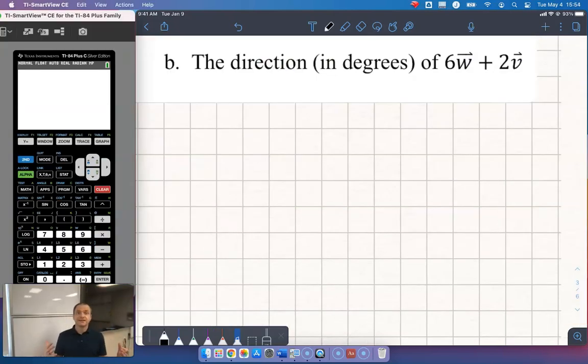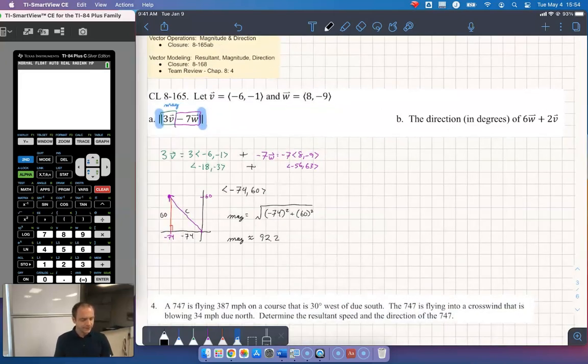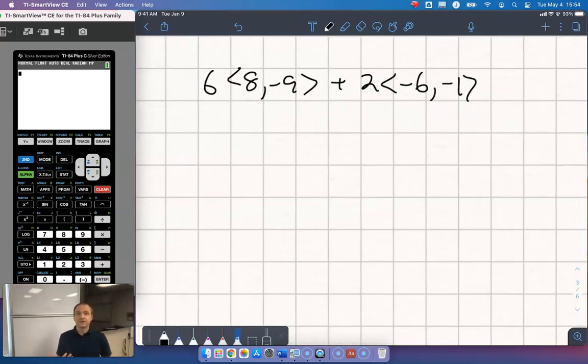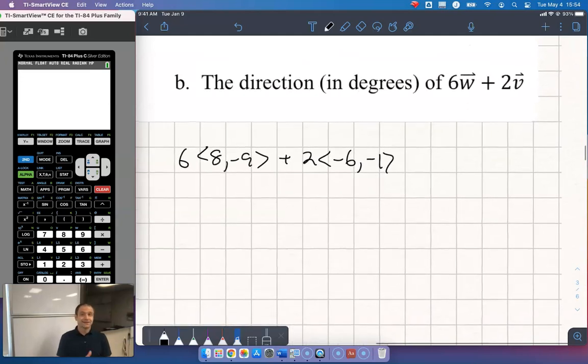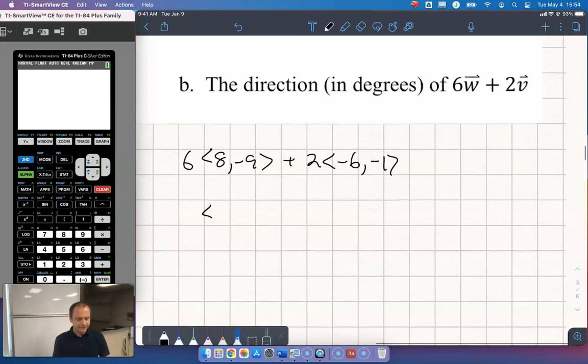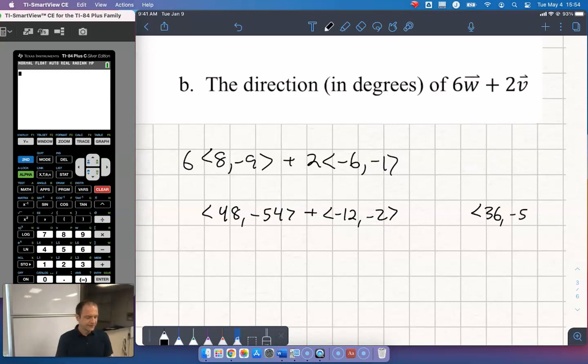Part B is asking something different. Part B is asking us to take 6w plus 2v and find the direction of that. So I'm going to zoom out, and I have 6w, which is 6 times 8, negative 9, and I'm going to add 2v, 2 times negative 6, negative 1. I need to find that resultant vector, and then find the direction, so I'm probably going to want to graph that. I have 48, negative 54, plus negative 12, negative 2, and that gives me 36, negative 56. That is my resultant.